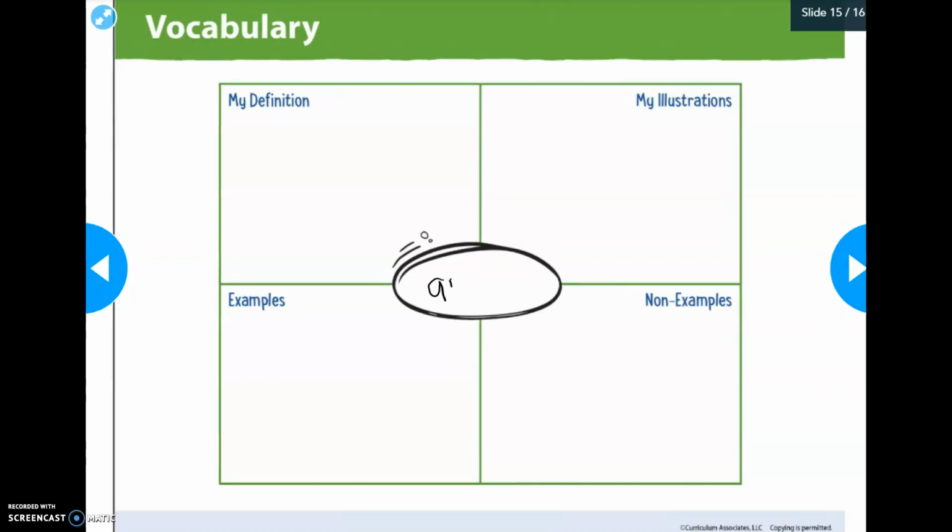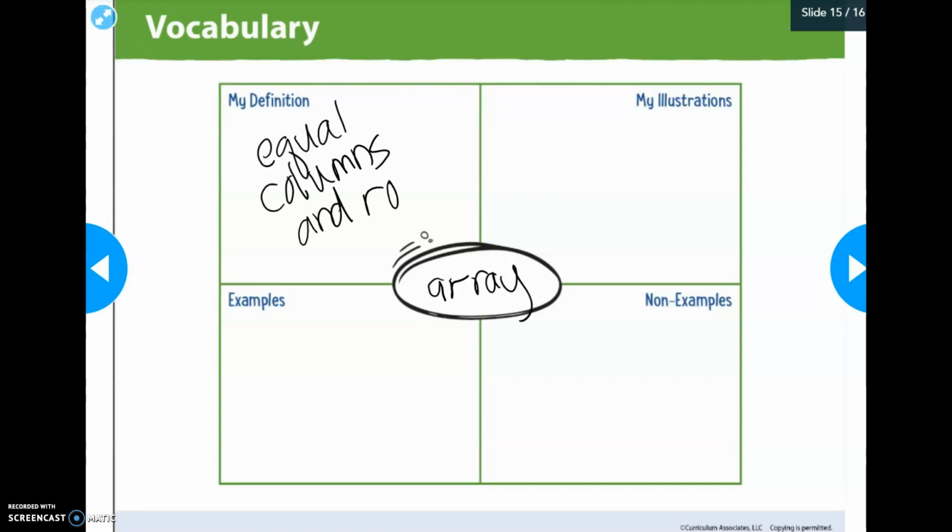So we're going to write, yours has the word array right there, but mine doesn't. And then it says, what is my definition? Well, it's equal columns and rows. And an illustration of it would just be to go down and go across. And then an example would be, let's go down again and across again. And it would be 3 down times 2 across equals 1, 2, 3, 4, 5, 6. So that would be an example of it.